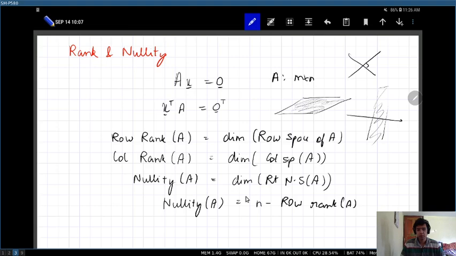What is perhaps a little more surprising is that the column rank of A plus the nullity is also equal to n, so the column rank and nullity are also related. In fact, we will show that the row rank is always equal to the column rank of A. So in the very next lecture, we'll see these very fundamental concepts of the fact that the row rank of A is equal to the column rank of A, and the column rank of A plus the nullity is equal to the number of columns.